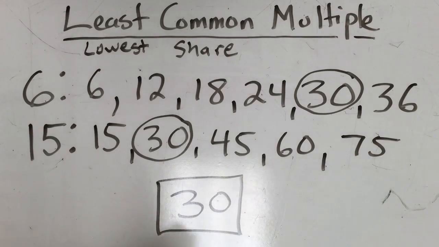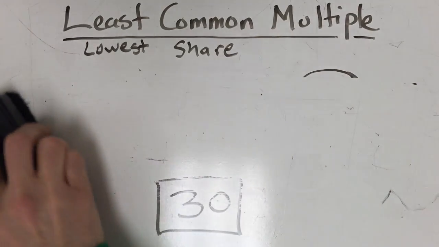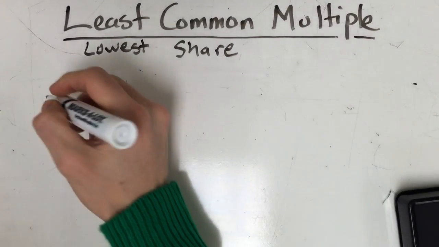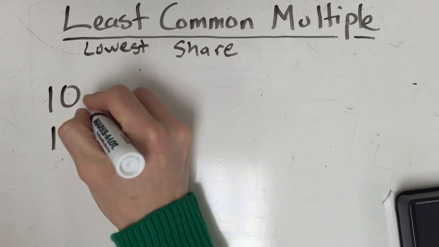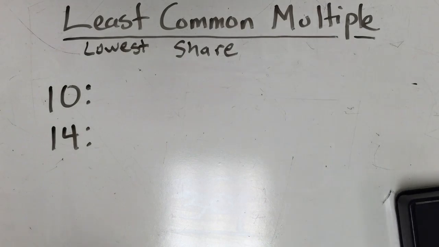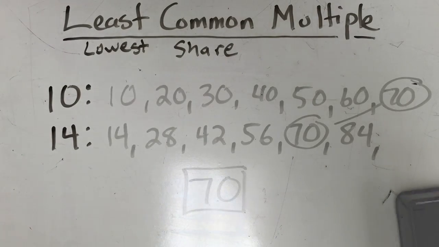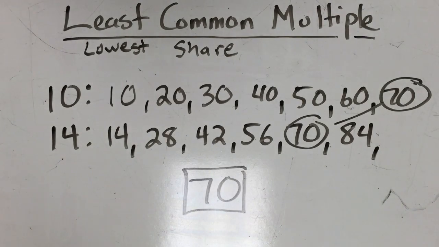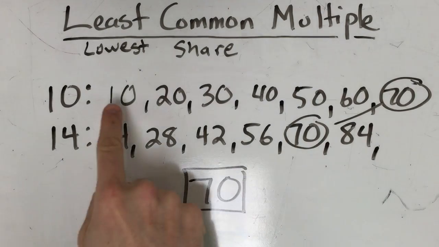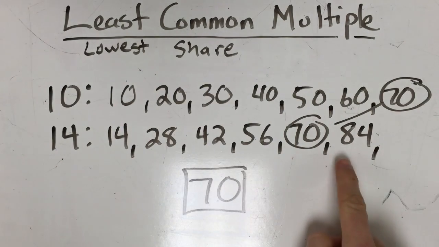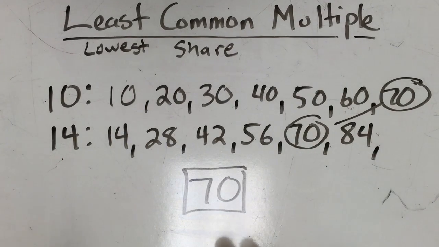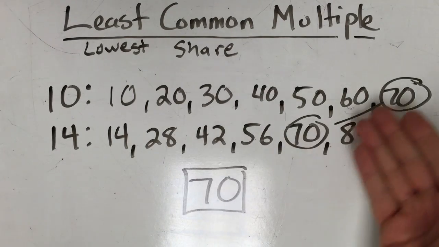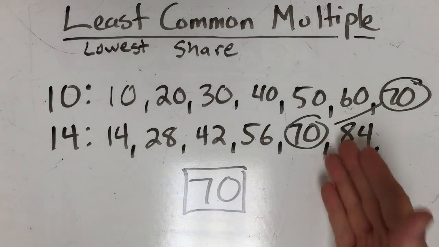Why don't you try one? Try to find the least common multiple of 10 and 14. Pause the video and give it a shot. If you found 70 to be the answer, you got it. List the multiples of 10 and the multiples of 14 and find the lowest one that they have in common. In this case, in our list, only 70 was in common, and that's certainly the lowest.